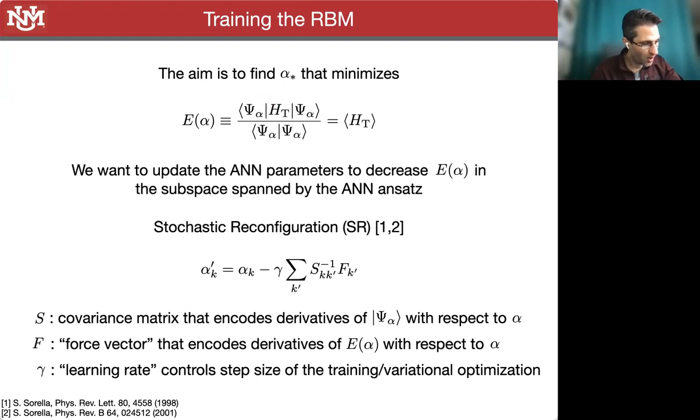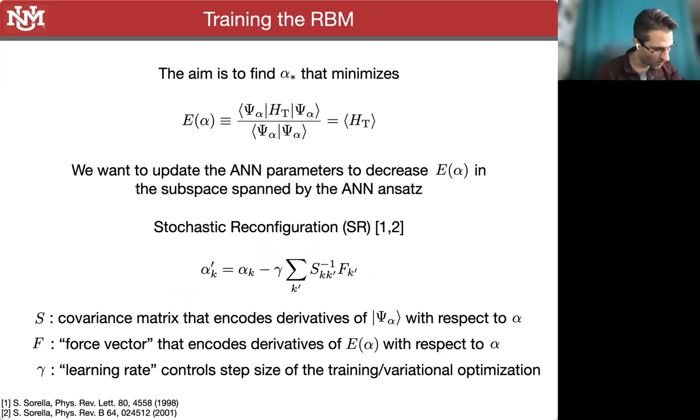So, right, what we want is a way to update our RBM or artificial neural network parameters such that we minimize this energy. But of course, we want to do this in the subspace spanned by our artificial neural network ansatz. And it turns out there's already an algorithm that does this, and it's called stochastic reconfiguration. And I won't go into the details of how you derive the equations for stochastic reconfiguration. You can either go to the original papers on this, or it's in the appendix of our paper. But at the end of the day, it turns out that it amounts to updating your RBM parameters using this equation.